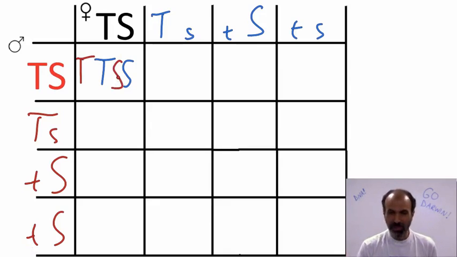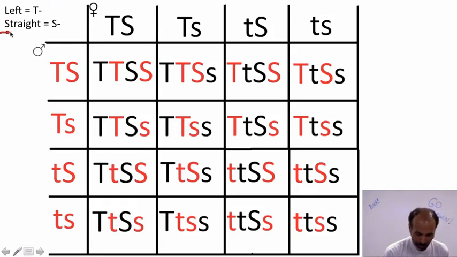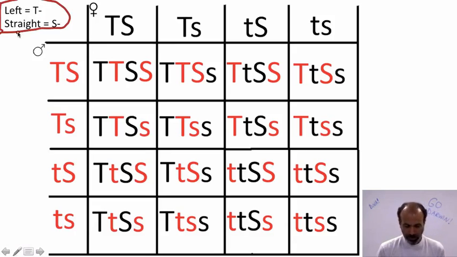Now this is going to take forever if I do this, so let me just fill in what all the answers would be. Boom. Here's all the possible outcomes there. And I have here up in the upper left corner a little cheat sheet so you can see what they would look like, or their phenotype. If you have a big T, your left thumb is on top. If you have a big S, then you're straight rather than hitchhiker.